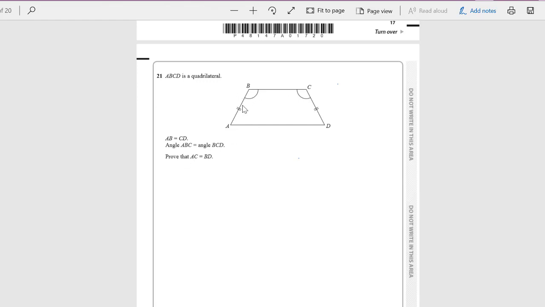So prove that AC, this line here, and BD are equal. So essentially what it wants to know is prove that the line BD, which should be straight, okay, prove that these two lines are equal. Right, so we know that AB and CD are equal. It's given to us. And we know that the angle ABC is equal to angle BCD, right?